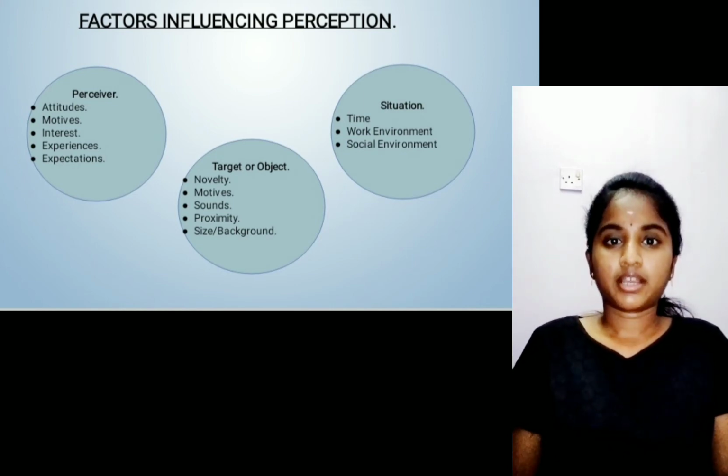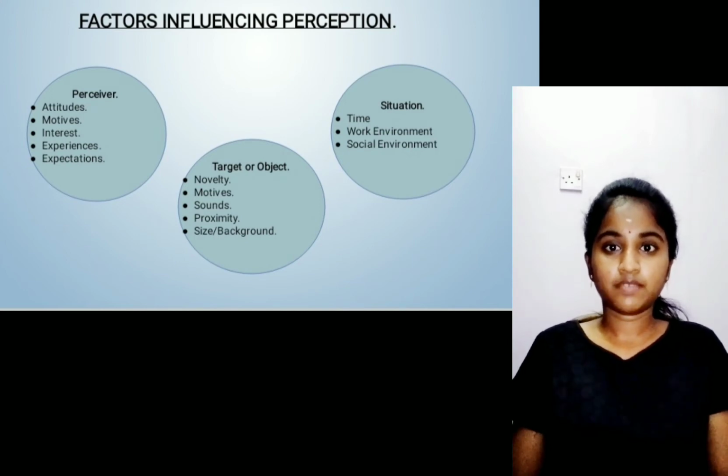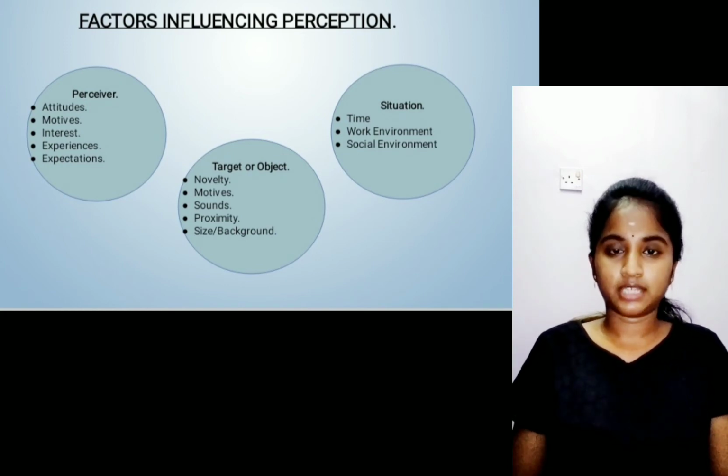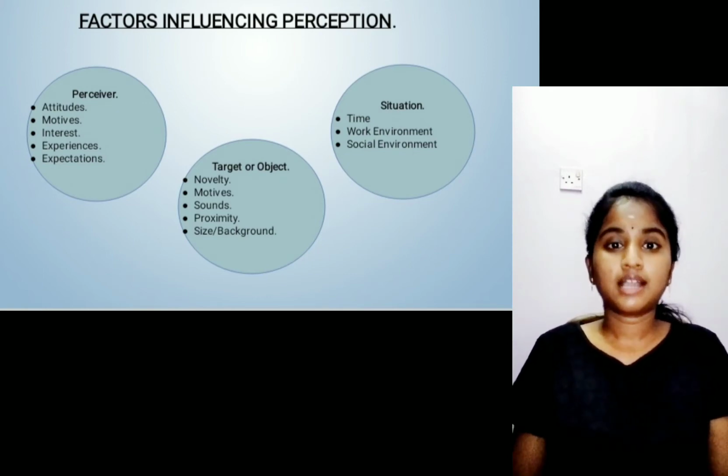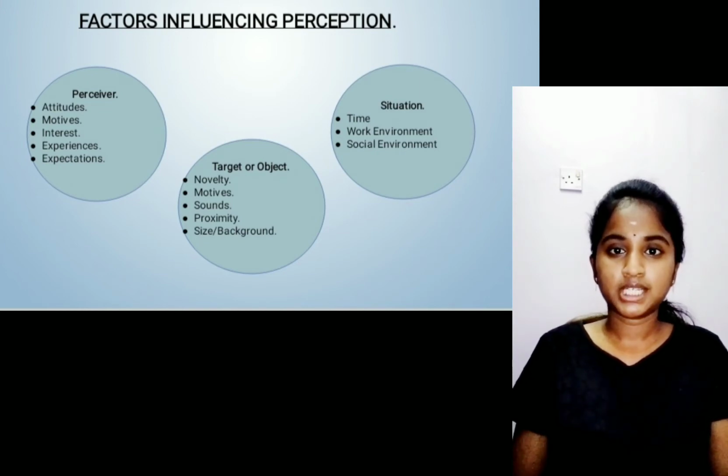So the next is target or object. A target or object refers to the item which a perceiver sees and the characteristics of the target or object which affect the perception towards it. Sometimes the targets and their background will influence us in the perception process. Other characteristics that affect perceptions are motion, sound, background, as well as similarity of the targets.